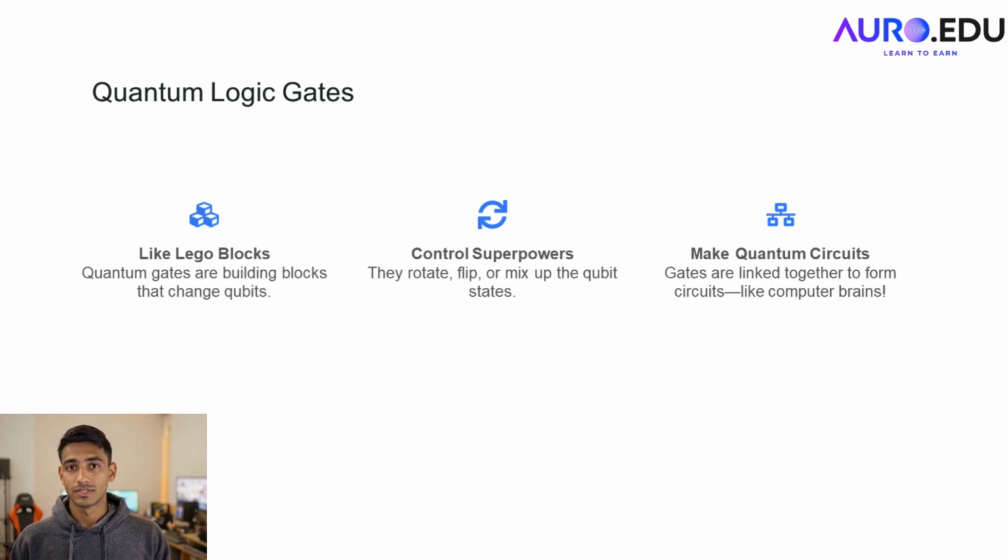Think of quantum logic gates like Lego blocks for building quantum computers. Each gate does something special to a qubit: flip it, rotate it, or mix it up. When we connect these gates in a line, we make a quantum circuit that can solve really big problems. It's like building a robot brain, but for quantum thinking.